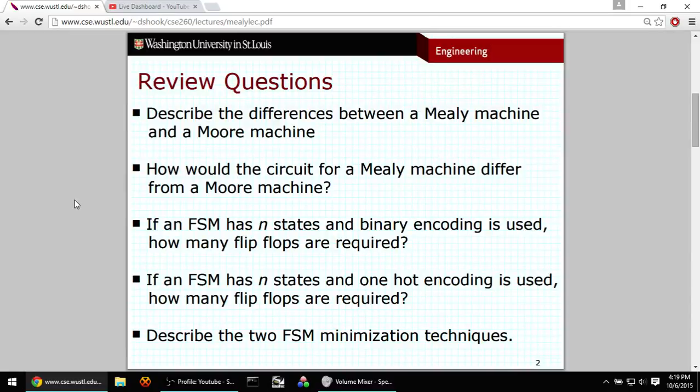This last question. So I give you a finite state machine, I ask you to minimize it. You have two choices. What are those two choices that we saw in the video? What are my two possible options? So I need to minimize the finite state machine. What am I going to do? Yeah. So you can try to identify states that have the same conditions and combine them, or you can make all the states combined.